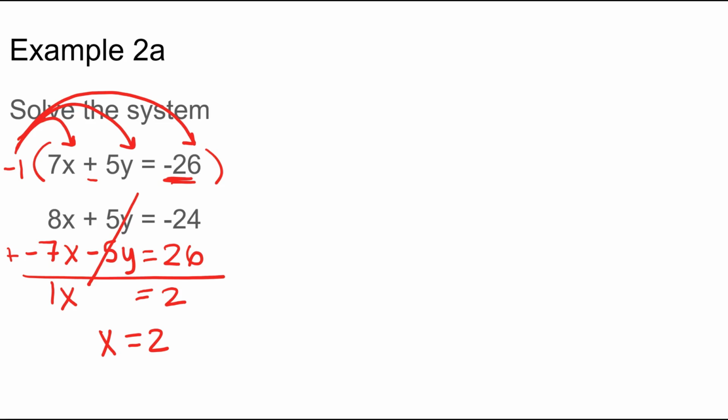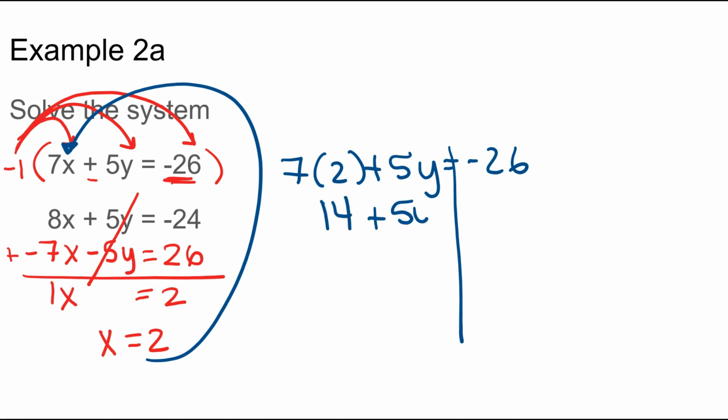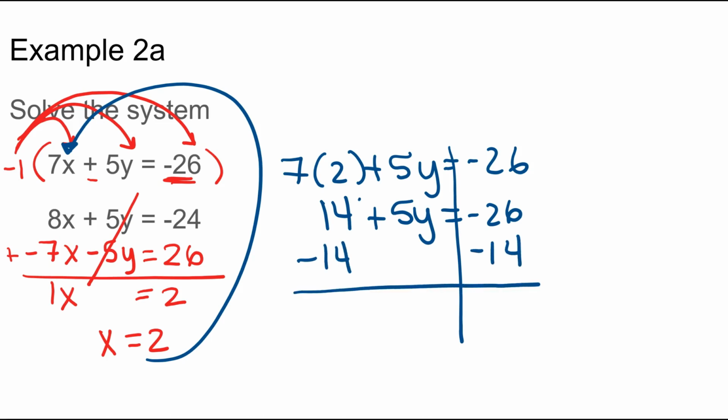So we've got x, we need to find y. I'm going to plug that back into that original first equation. 7 times 2 plus 5y, does it equal negative 26? So we get 14 plus 5y is equal to negative 26. I'm going to subtract 14 on both sides. We get 5y is equal to, type that into your calculator, you'll get negative 40. Divide both sides by 5, y is equal to negative 8.